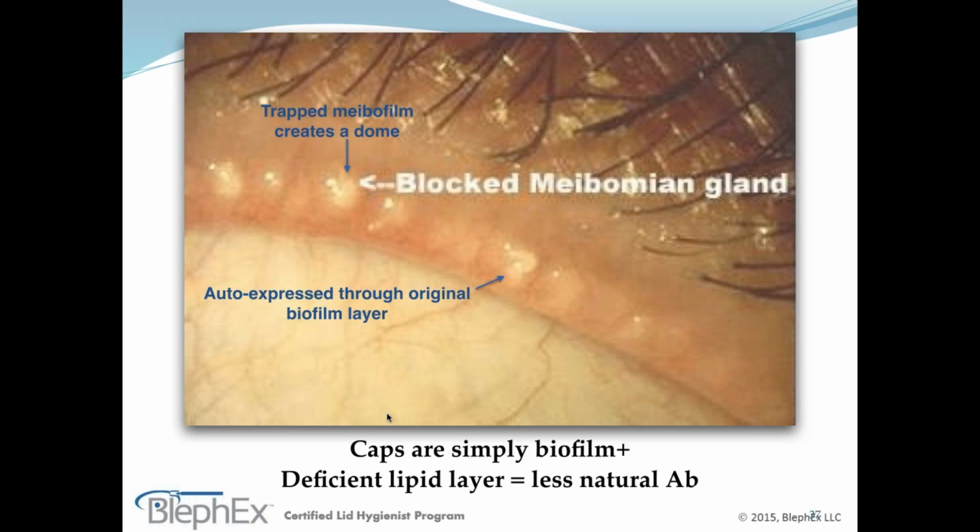In addition to that, when you have a deficient lipid layer, you have fewer natural antibodies. And when you have fewer natural antibodies, you have less natural defense to fight against this biofilm that's forming. So once again, going back to Deng Xiaoping, it's almost like this is a perfect war strategy. The biofilm is taking over and shutting down the defense systems of the body to make it easier for this biofilm to spread.